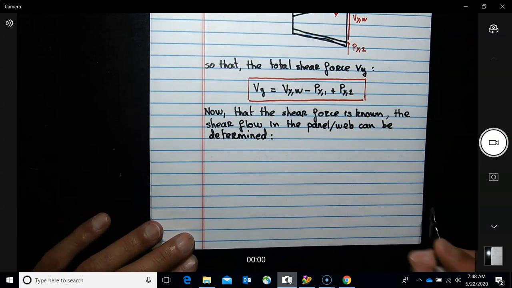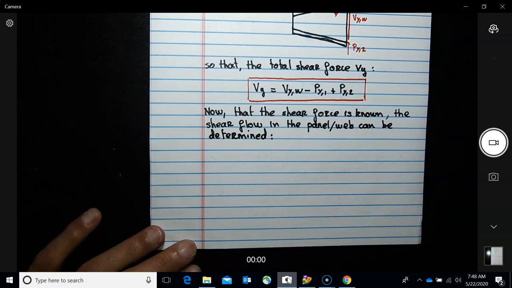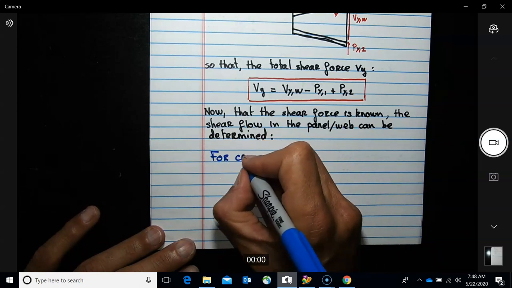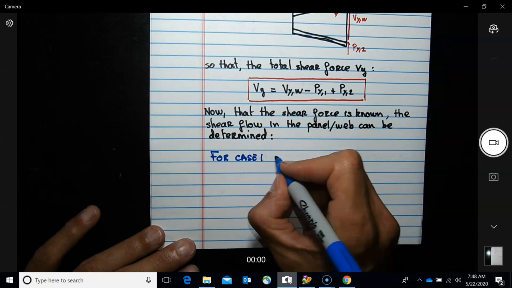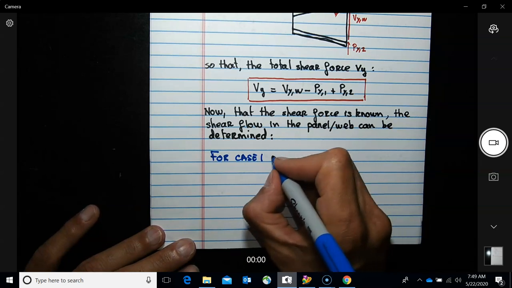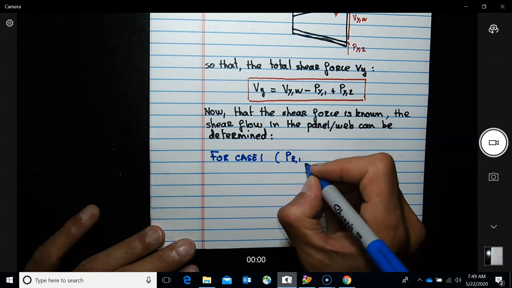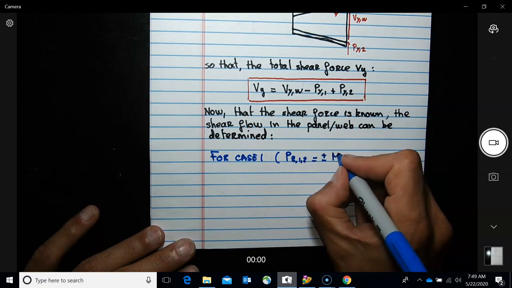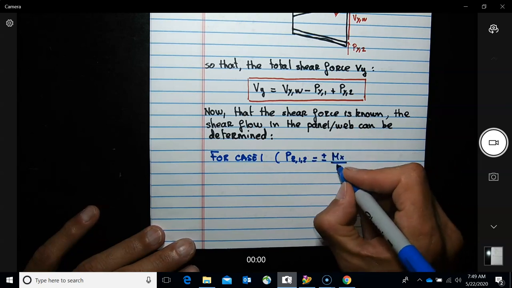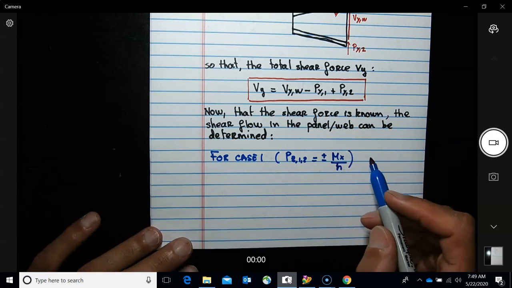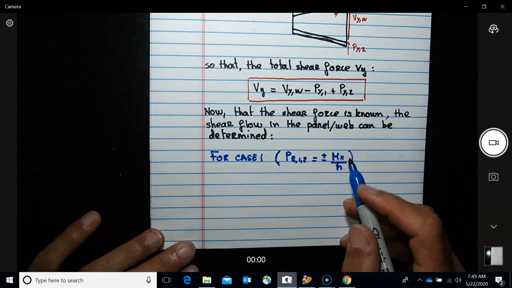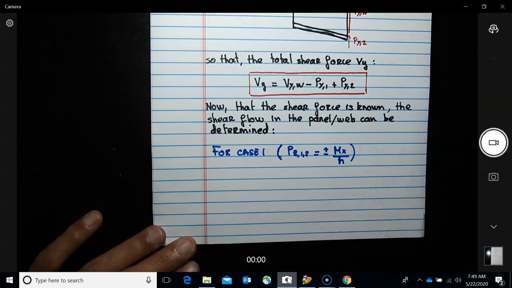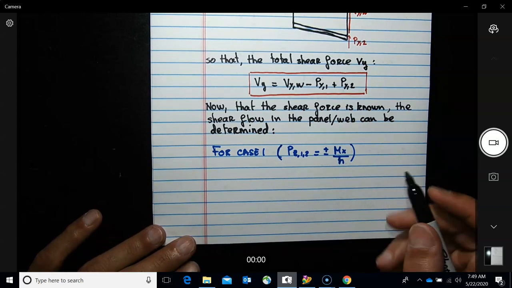Okay, so now we need to go back to our two initial cases we had. For case one, which is what? PZ1 2 was basically equal to plus minus MX over H. That was the simplification. Okay, remember, in case one, the web or the panel do not resist any direct stress. Okay? So in that case, what we're going to get actually is an average. I think I mentioned already.